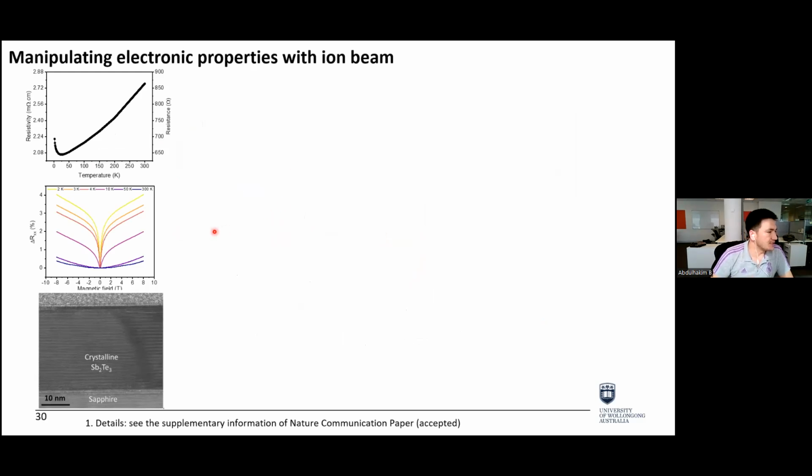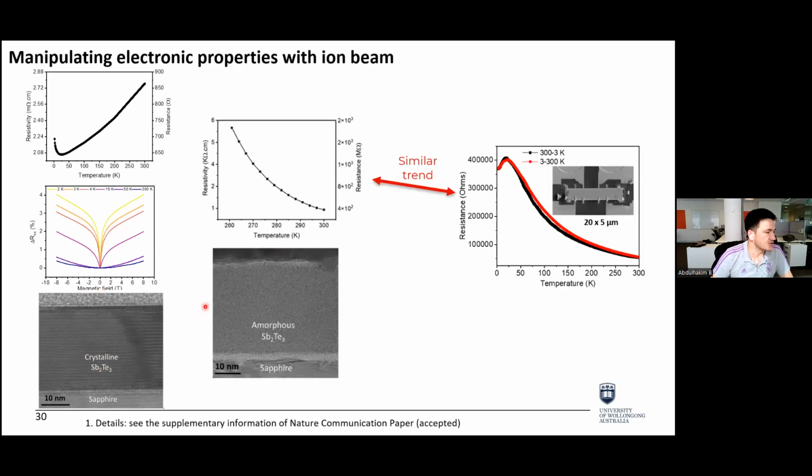So we also did some transport studies on thin films, where this crystalline antimaterial shows weak antilocalization, which is a signature of topological insulators. But when it's amorphized, the resistance is in the range of megaohms, and the resistance increases when the temperature decreases, which is very similar to what we saw before when we fabricated the device. When the device surface is amorphous, we see a similar trend in the case of these amorphous materials. But when the device surface is crystalline, we see the signature of topological insulator transport.